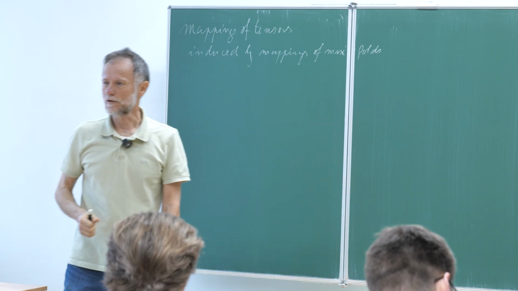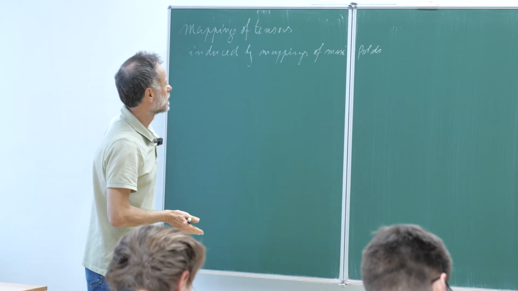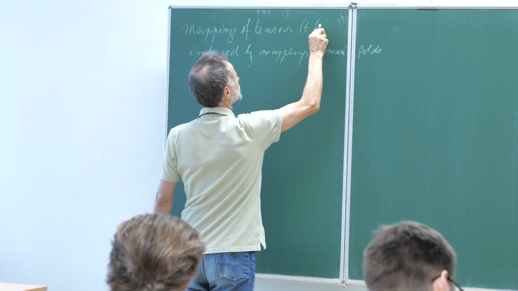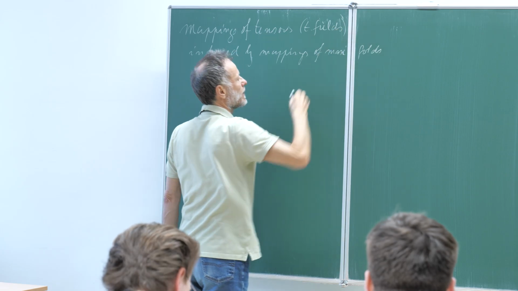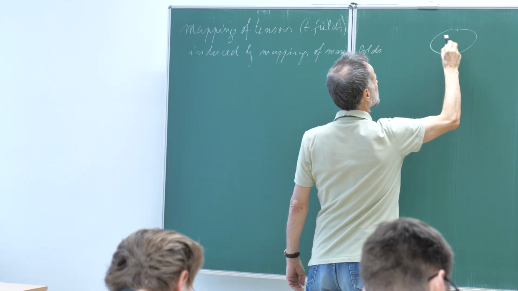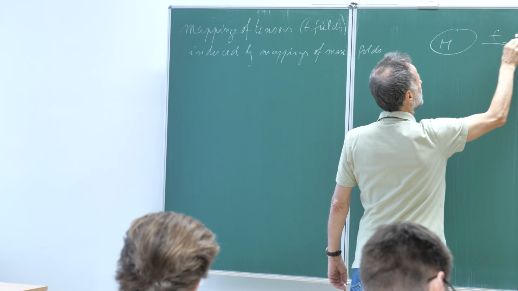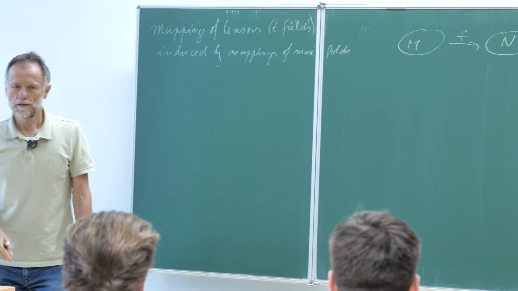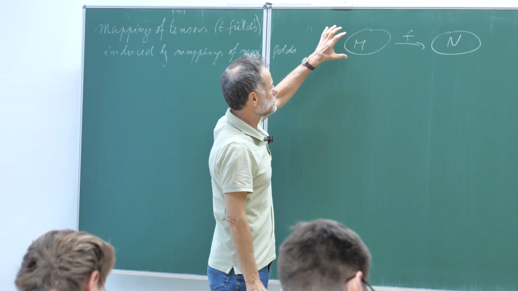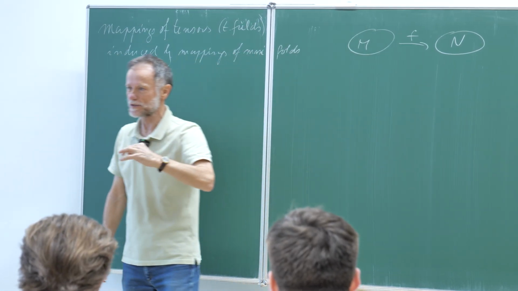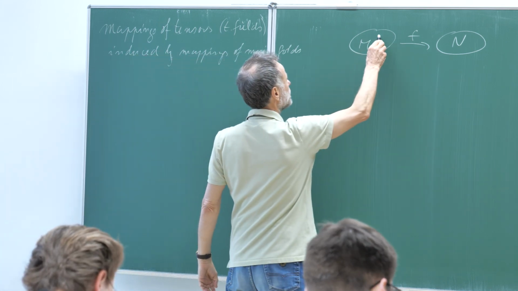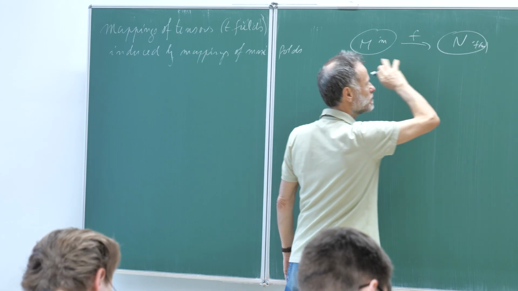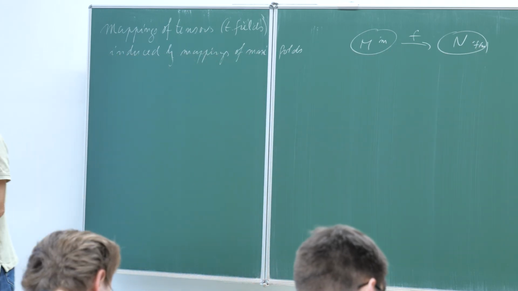So we already know what manifolds are, and we already know what tensors and tensor fields are. So manifolds are like that. Well, I stress that mapping of manifolds means mapping of the points of the manifolds. Yes, so any point M goes somewhere to f(M), and altogether all points are mapped.